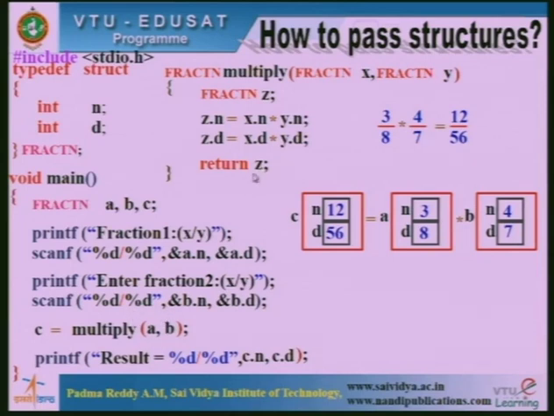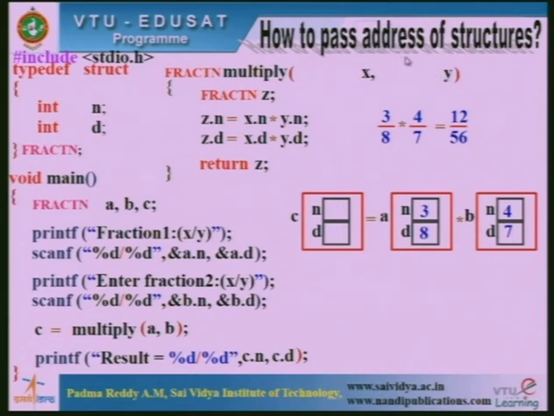and one more point if you observe, what does z contain? z contains 12 as well as what? 56. So we are returning more than one value from the function. So if you want to return more than one value from the function, you go for what? Structures. Now we know how to pass structures. Now let us see how to pass the address of a structure to the function.